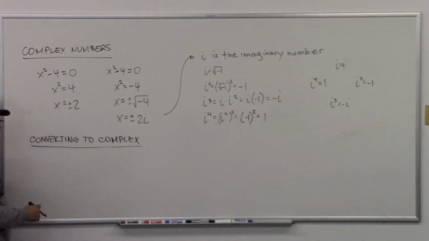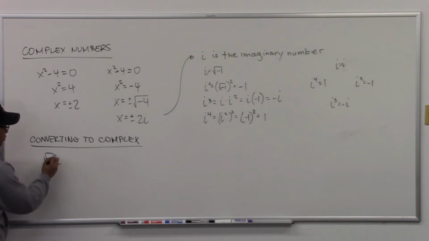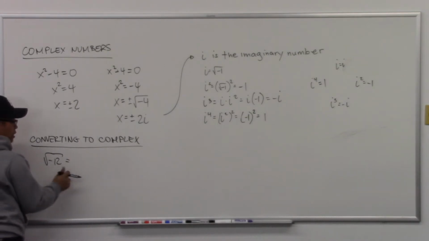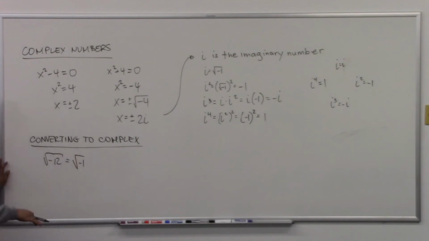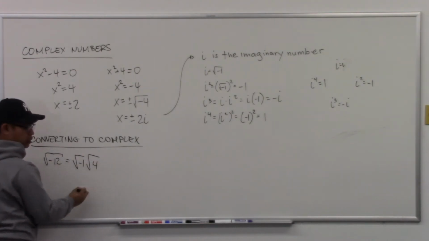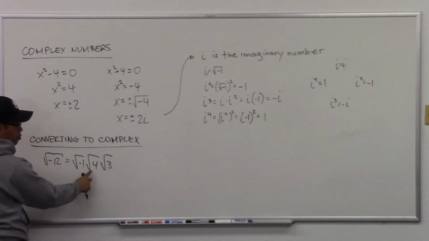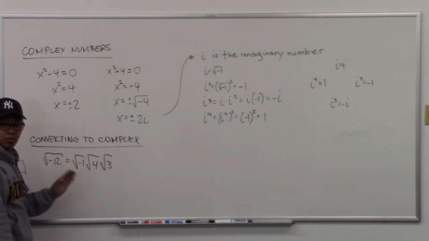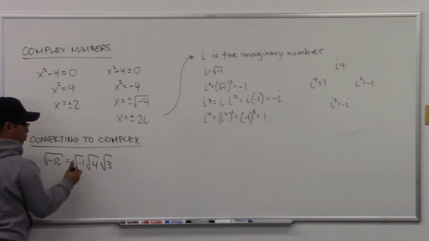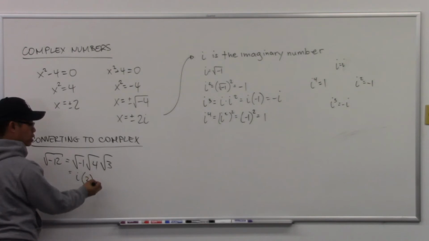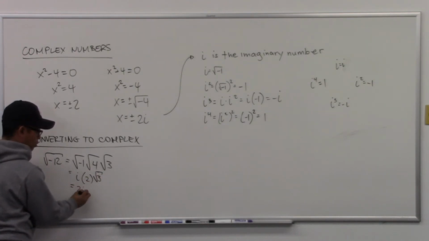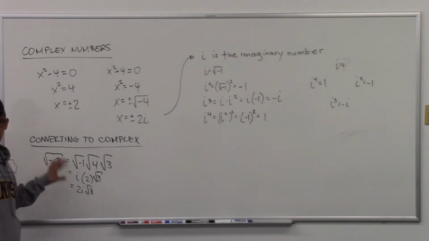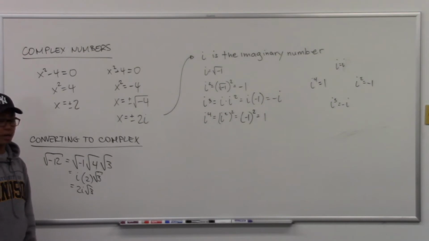So say that I had the square root of negative 12. From radicals, you'll remember that this can be written as the square root of negative 1, the square root of 4, and the square root of 3, because the radicands, when you multiply them, make negative 12. Why do we pull out 4? Because it is a perfect square that can be square rooted to a whole number. So the square root of negative 1 is i. The square root of 4 is 2. The square root of 3 you can't take, so you get the answer 2i root 3. That's how you change that to a complex number.